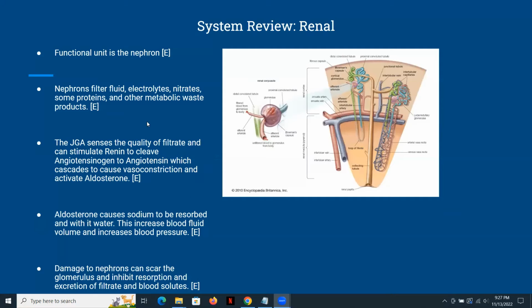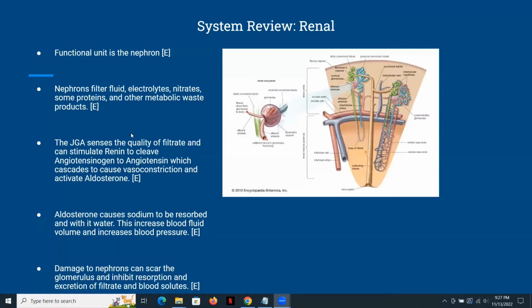But I do want to remind you that the main function of the nephron is to filter fluid, electrolytes, nitrates, and some proteins. If we see larger proteins, it does concern us, but the general filtration process also handles other metabolic wastes. The nephron's role, and thus the kidney's role, in the issue of gout is very important.